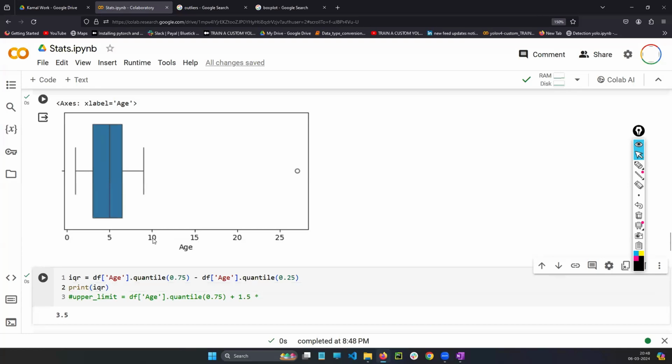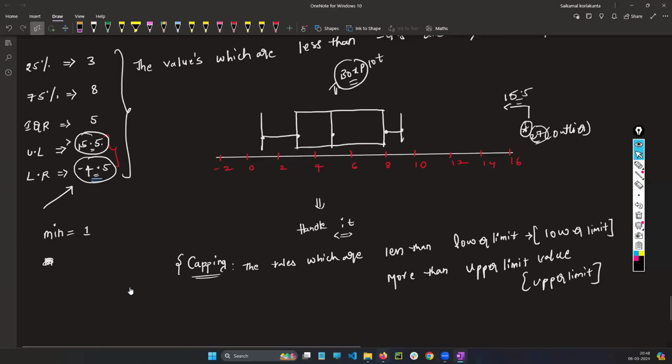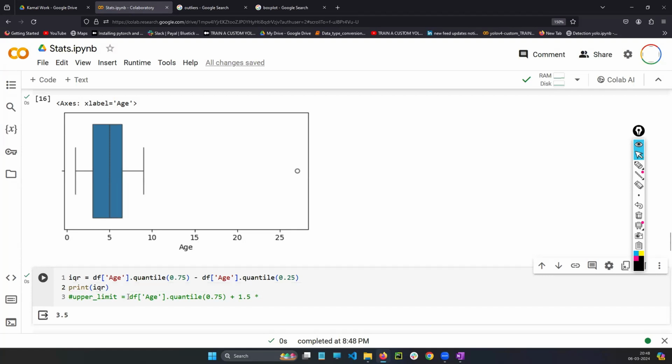Each and every floating value calculation will also be done by the CPU. So the concept is the same, and the same concept will be implemented there, but we will completely miss all the floating values. Keep it aside. So we are getting the IQR. What is the upper limit? DF of age, 75% of the data plus 1.5 into IQR. We are already having the IQR value, so we will get the upper limit value.